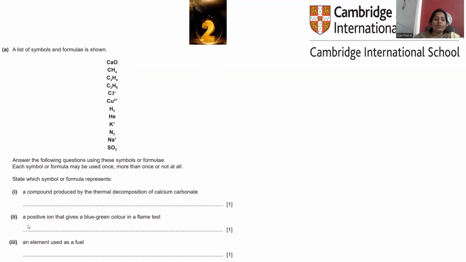Move on to the second one. A positive ion that gives a blue-green colored flame test, to be identified from this list. Then, an element used as a fuel, which is an efficient fuel in this entire list of chemical components, to be identified. Let me go with the answers of all these questions.